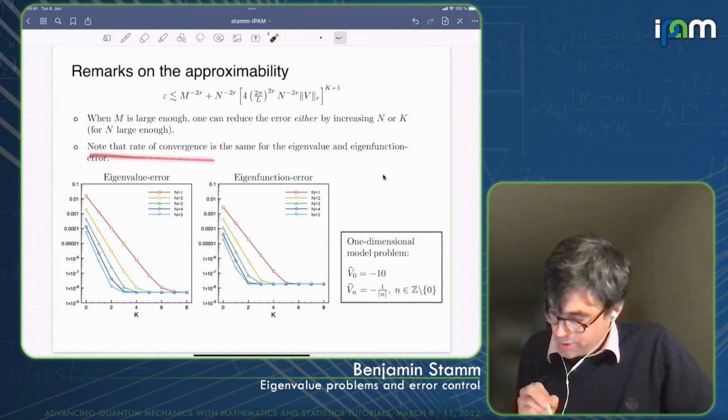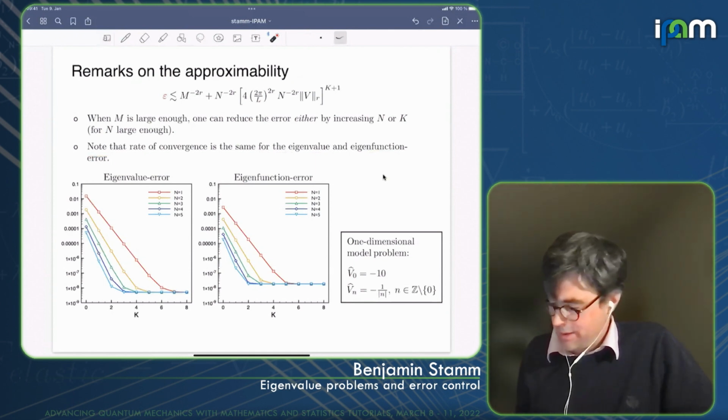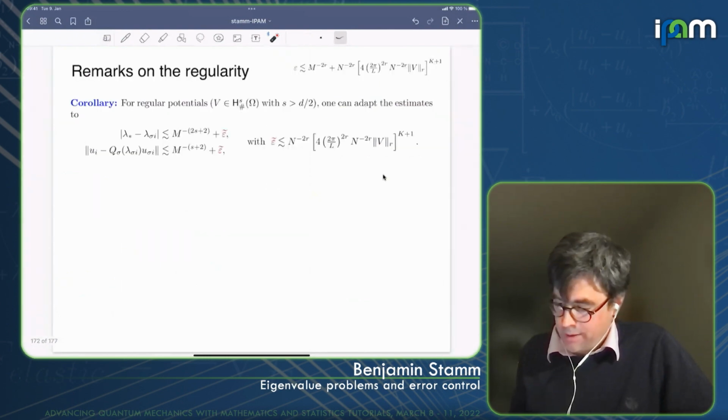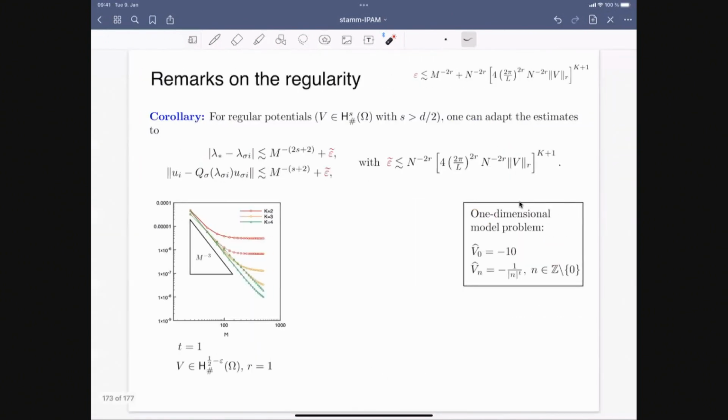Note also that the rate of convergence is the same for the eigenvalue and eigenfunction error. So that's obviously a drawback, because we know whenever we have a variational approximation, you expect the double rate for the eigenvalue. By a triangle inequality argument, whenever you have a potential that is regular enough where you can apply the variational analysis, you can substitute the old epsilon with the variational estimates, and the epsilon tilde is now this part here. Then in M you see the variational approximation errors, and this is what we observe numerically.